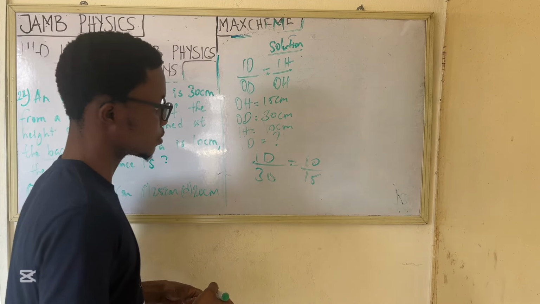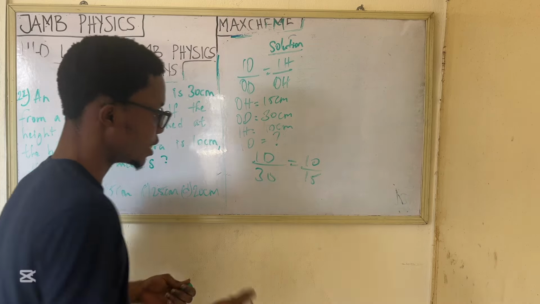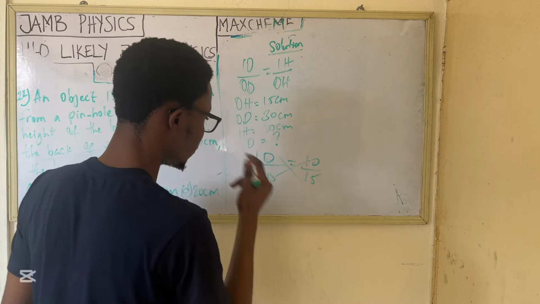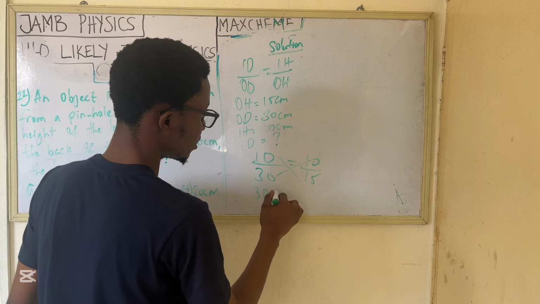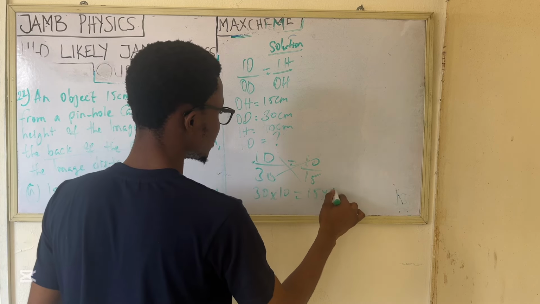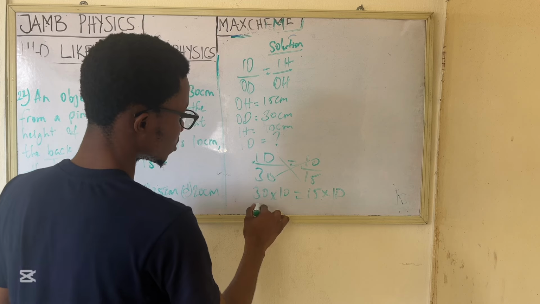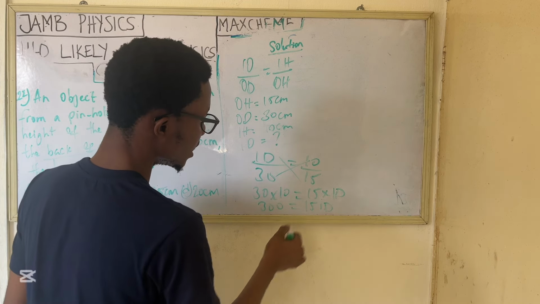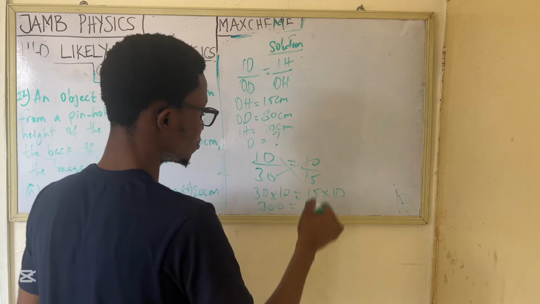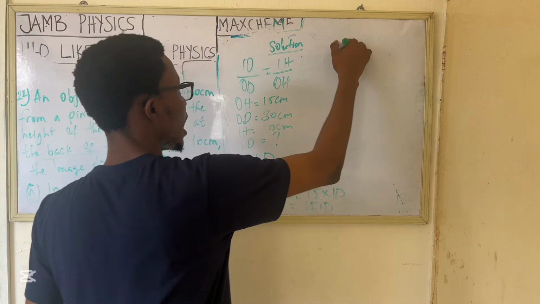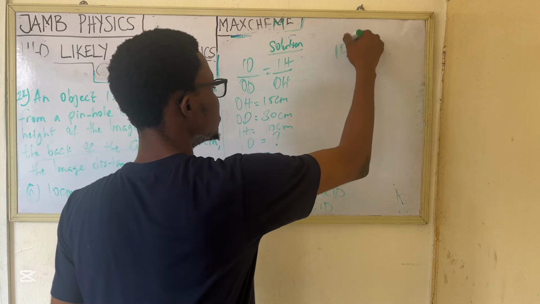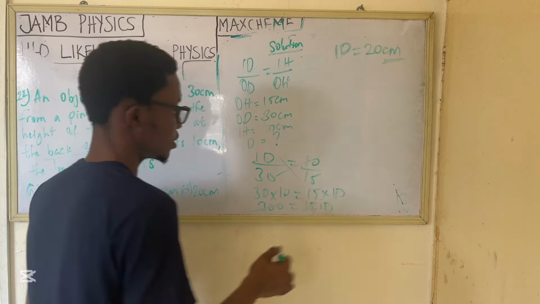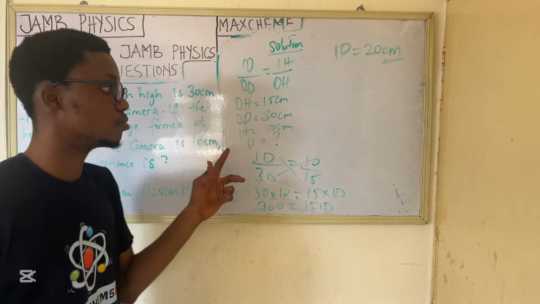So from here, you can cross multiply. So let's cross multiply. We have 30 times 10 equals 15 times ID. So from here, this will give us 300 equals 15 ID. Then 15 in 300 is 20. So our image distance is equal to 20 centimeter. So that is on the mirror.